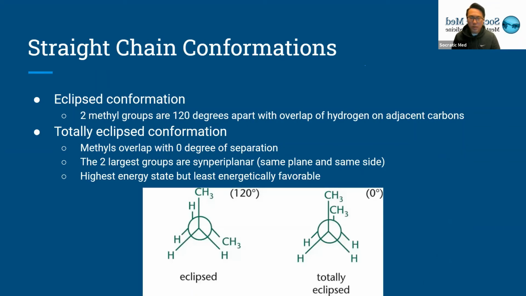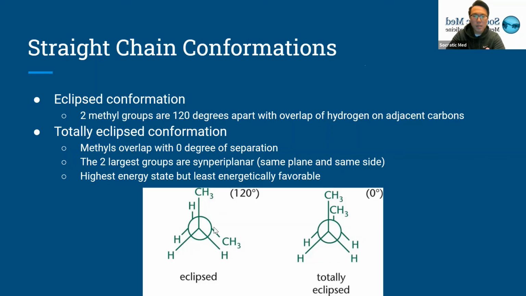When the substituents are on top of each other in the Newman projection, this is called the eclipsed conformation. So for just eclipsed conformation, this is when the two methyl groups, or the two largest substituents, are 120 degrees apart, but they still overlap. So there's an overlap of the hydrogens on the adjacent carbons. As you can see on the bottom figure, the substituents are on top of each other, but the methyl groups are still 120 degrees away from each other.